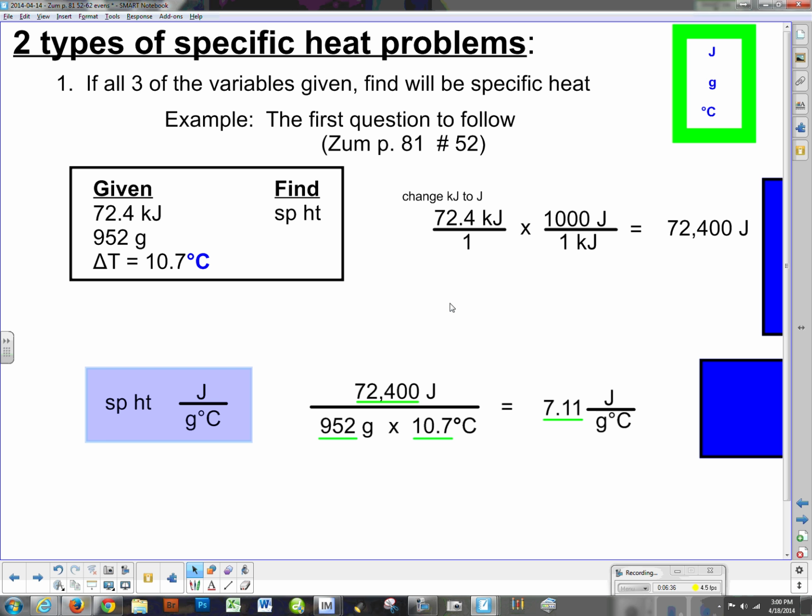Because if you hit the multiply sign, you're telling the calculator that the 10.7 is on the top of the fraction. And it will do what you tell it to do. Instead of 7.11, you'd have probably 700 something.